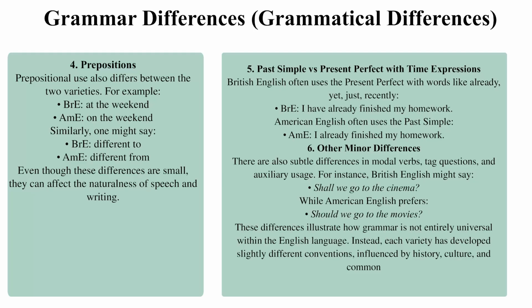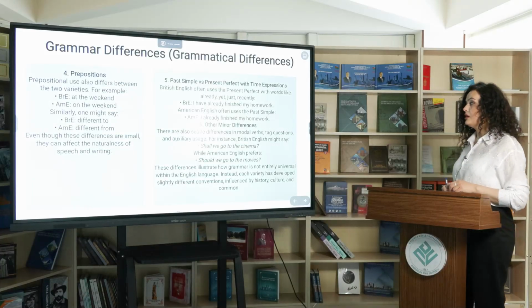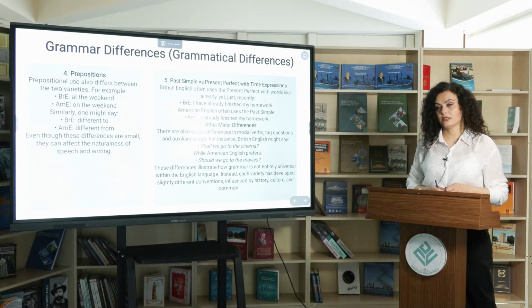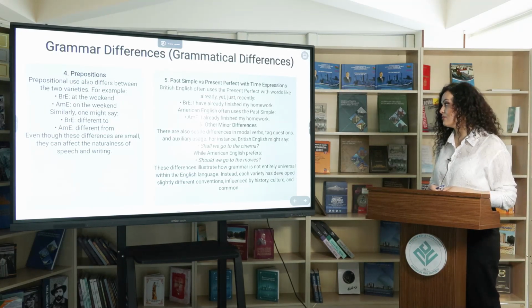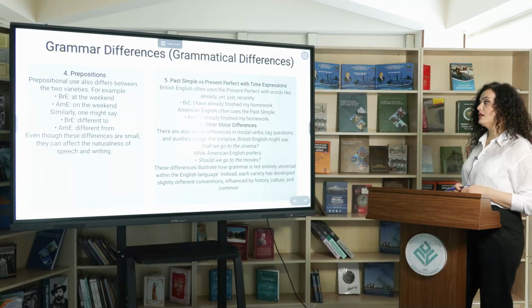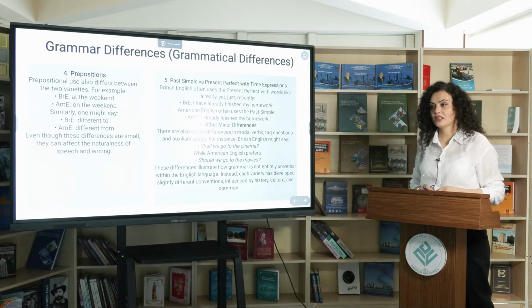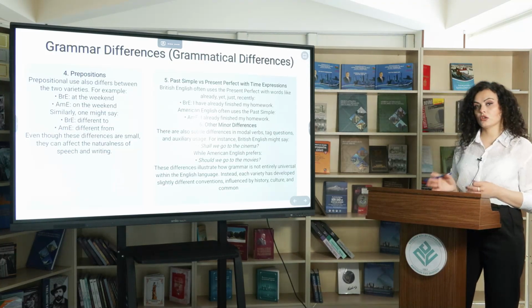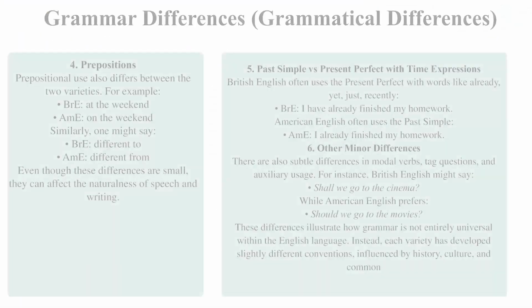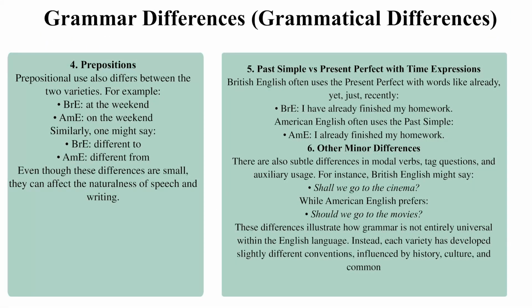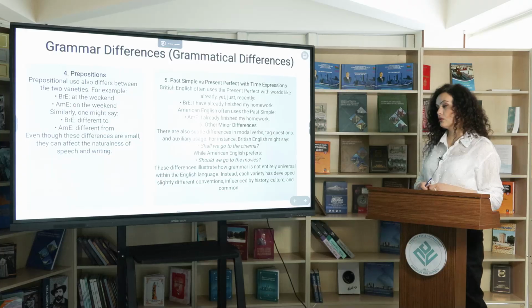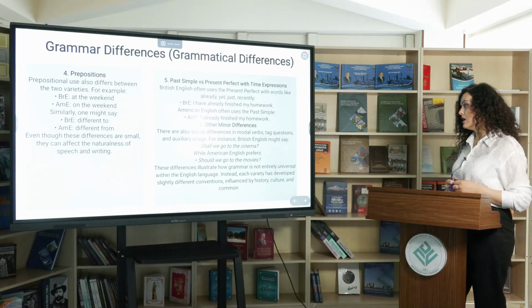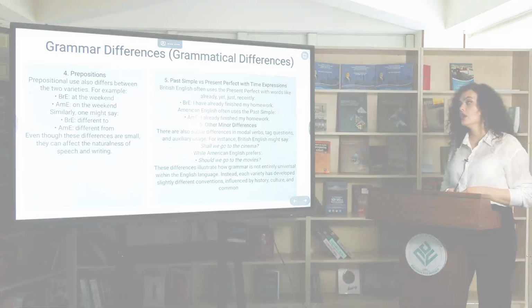Other minor differences. There are also subtle differences in modal verbs, tag questions, and auxiliary verbs. For instance, British English might say, shall we go to the cinema, while Americans say, should we go to the movies. These differences illustrate how grammar is not entirely universal within the English language. Instead, each variety has developed slightly different conventions, influenced by history, culture, and community.